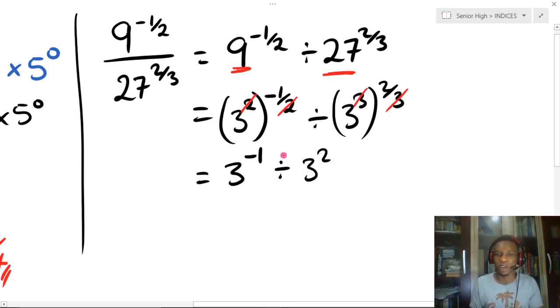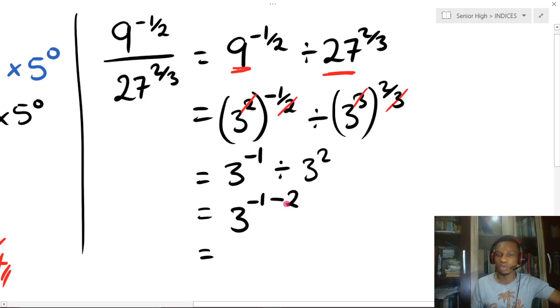Okay, so now we are left with the same base having a division symbol holding it. So remember what happens when we have a division sign and the same base? We go to our subtraction law. And that tells us that we pick one base, 3, and the power will be minus 1, our subtraction law, because this division becomes minus 2. Is that okay?